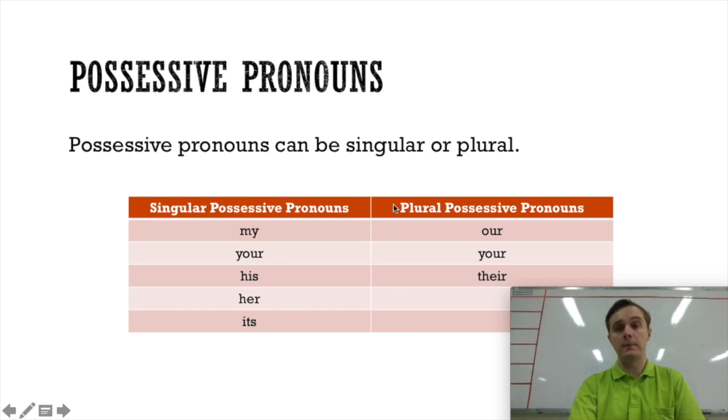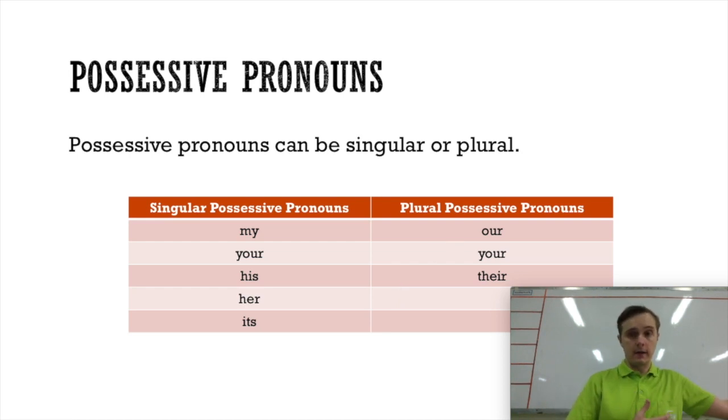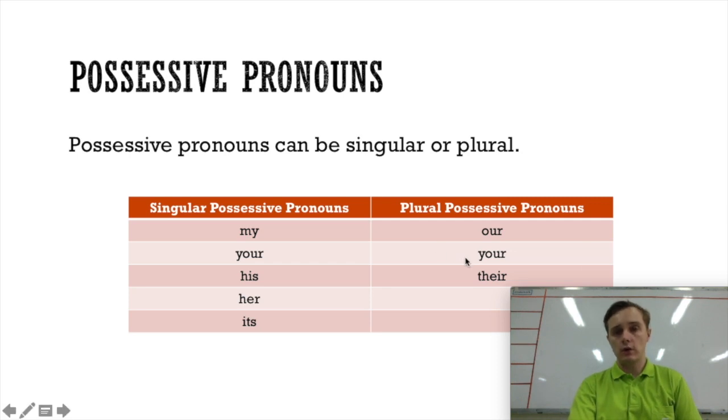These pronouns are plural. They refer to more than one. Our means like we. If I and somebody else have something, we say it is our thing. Your could belong to a group of people who I'm speaking directly to. As usual, your can be singular for one person or plural for a group of people. Their means belonging to a group like they, so that could refer to a group of boys, a group of girls, a group of boys and girls, or a group of things.